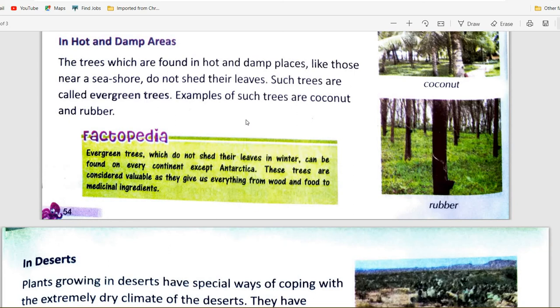And in hot and damp areas, these trees are found, and these types of trees are called evergreen trees. These types of trees are found near the seashore. They are generally grown near the seashore, and they don't shed their leaves for the whole year, so they are called evergreen trees.